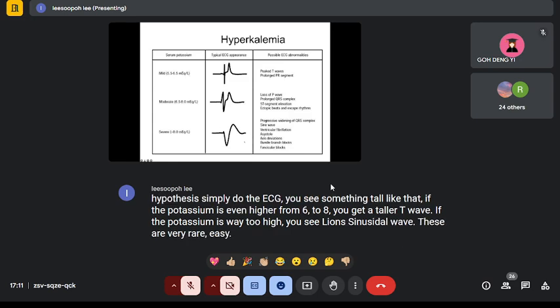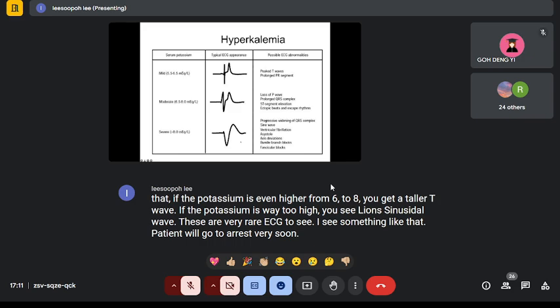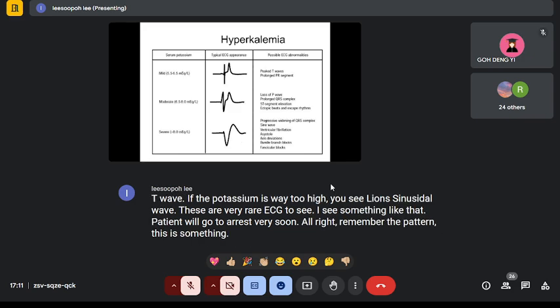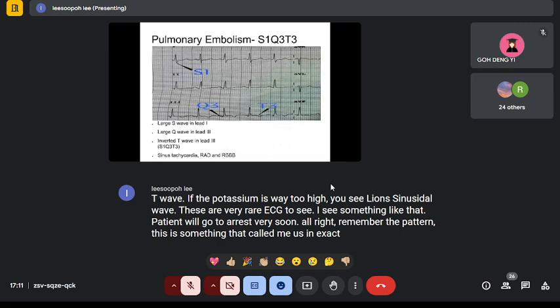This is a very rare ECG to see. If you see something like that, the patient will go into arrest very soon. All right, remember the pattern. This is something that is commonly asked in exams. So let's see this one.